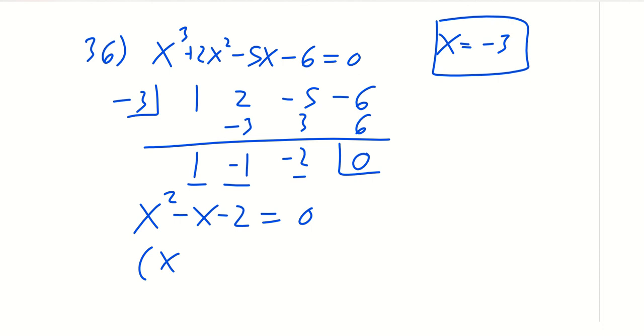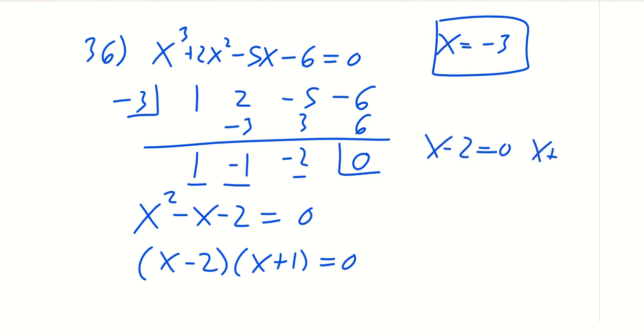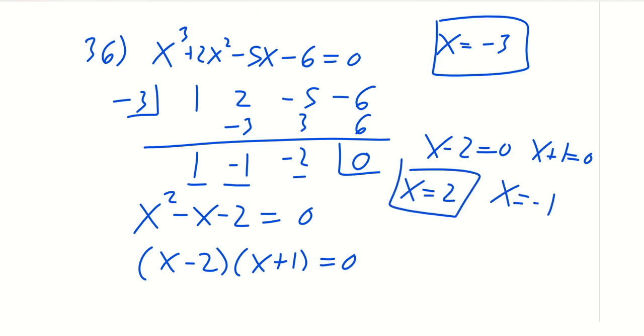This one also factors as x minus 2 times x plus 1 equals 0. Set each factor equal to 0 individually. We find our other two solutions are x equals 2 and x equals negative 1.